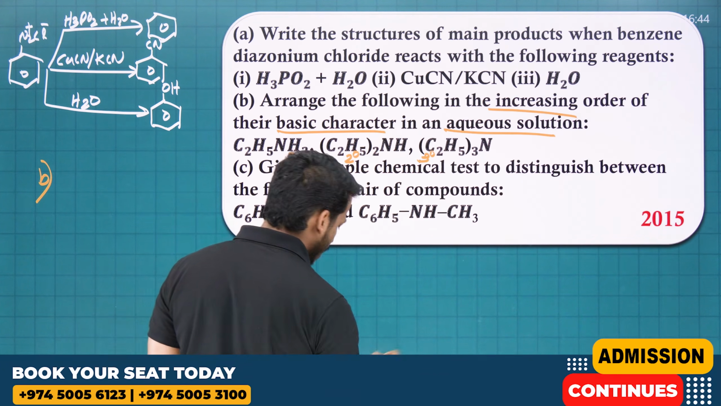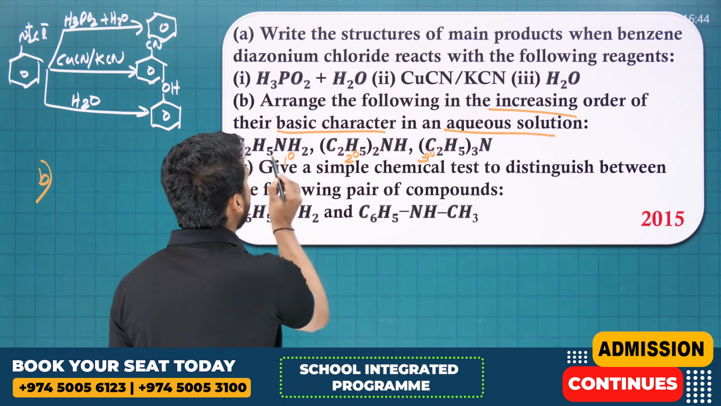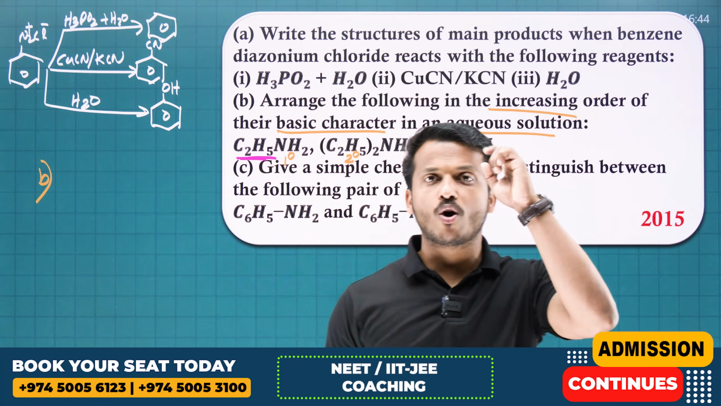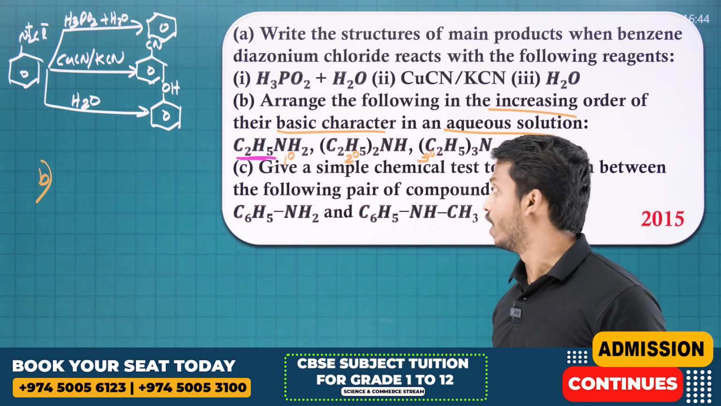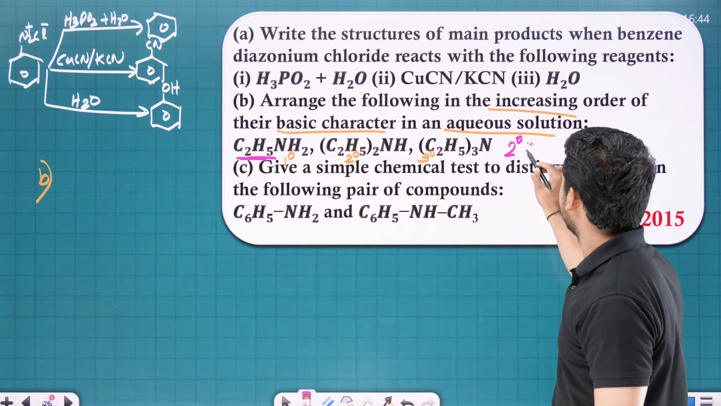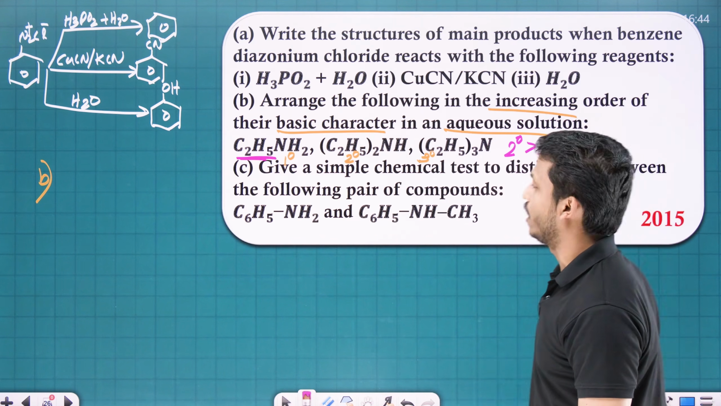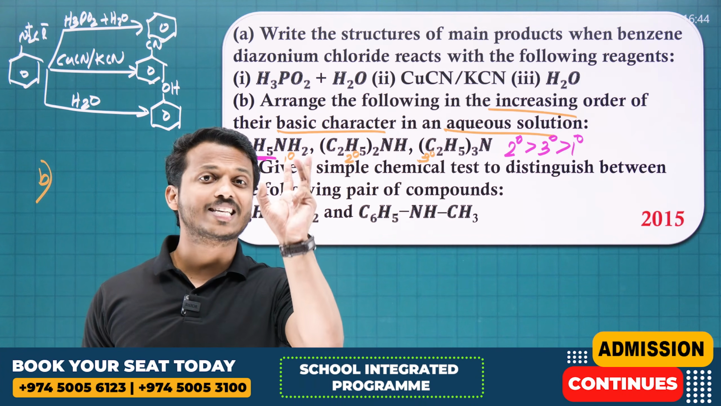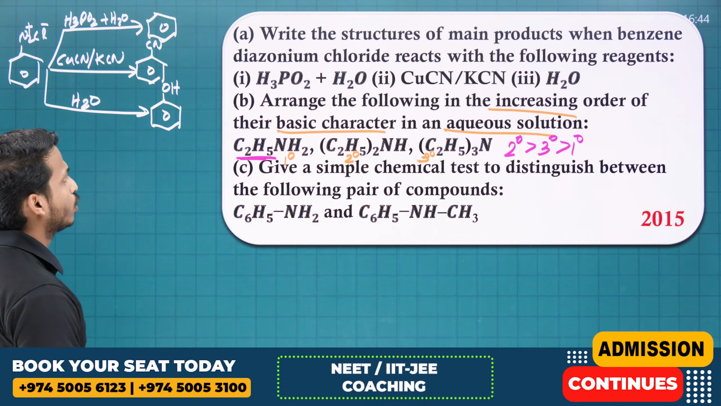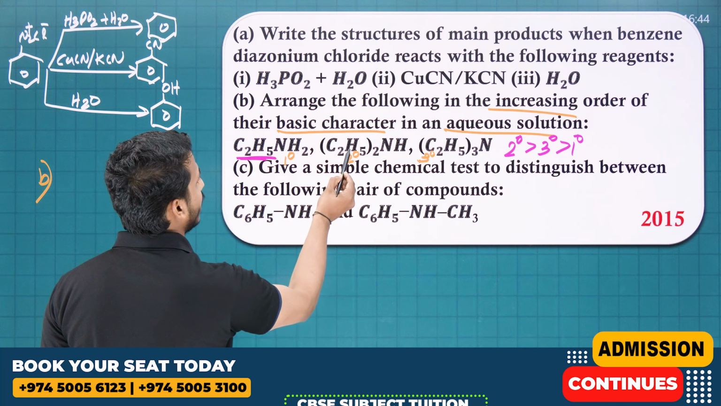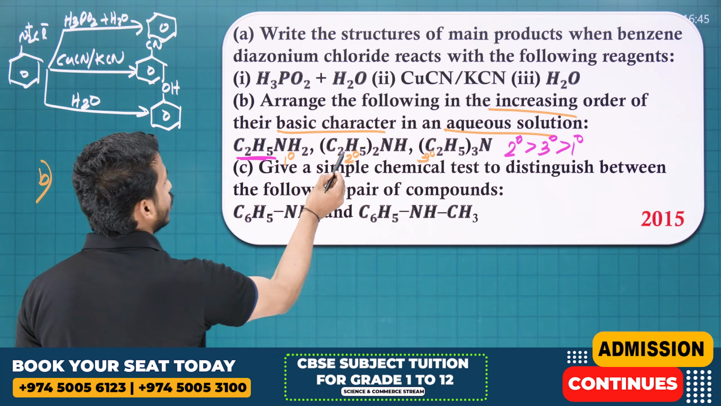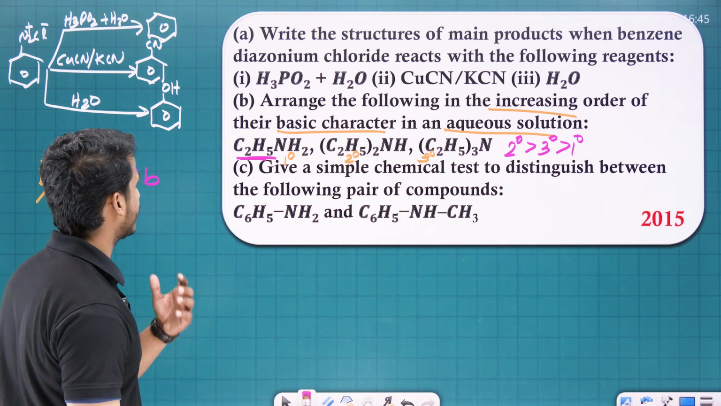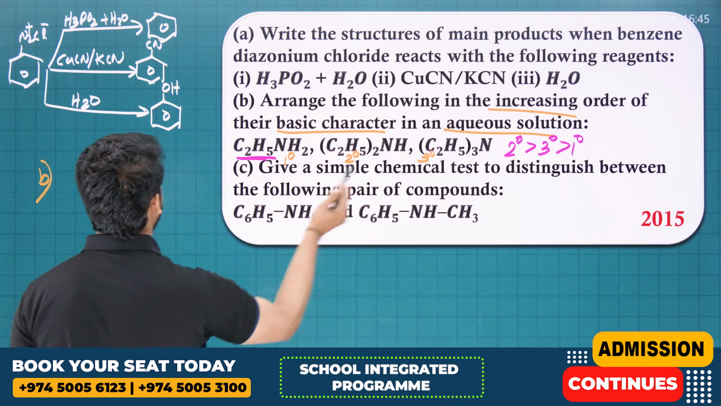We studied in aqueous state, if methyl group comes, what is the order? Secondary, primary, tertiary. If ethyl group comes, the order is secondary, tertiary, primary. Okay, if ethyl group comes in aqueous state, order is secondary, tertiary, primary. So tell me, which is secondary from this one? This one. So B having the greatest basicity.